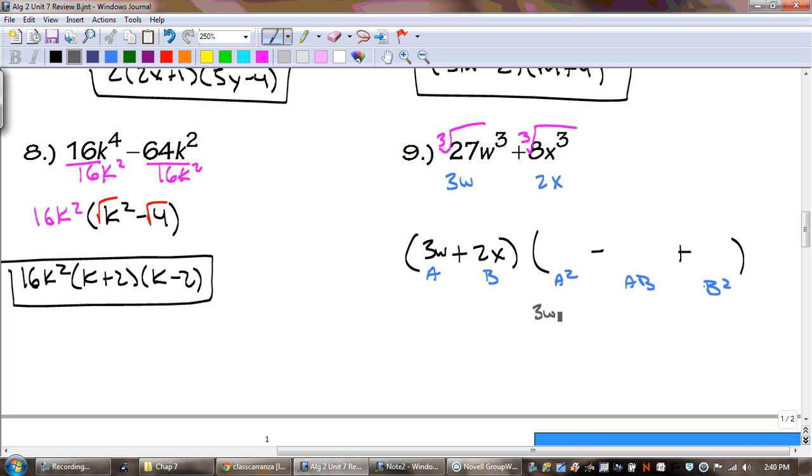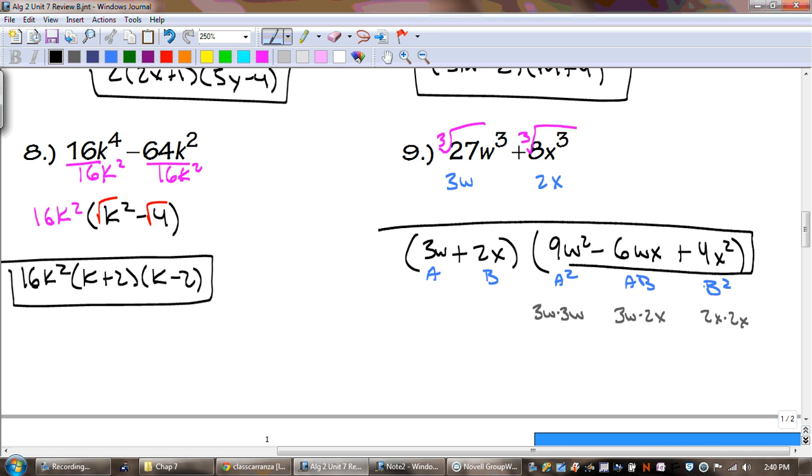And then a squared is 3w times 3w, which is, well, 3 times 3 is 9w squared. AB is 3w times 2x, which gives us 6wx. And the last one, b squared, 2x times 2x. Well, 2 times 2 is 4. X times x is x squared. And there we go. That's our answer. All we did was follow the pattern.